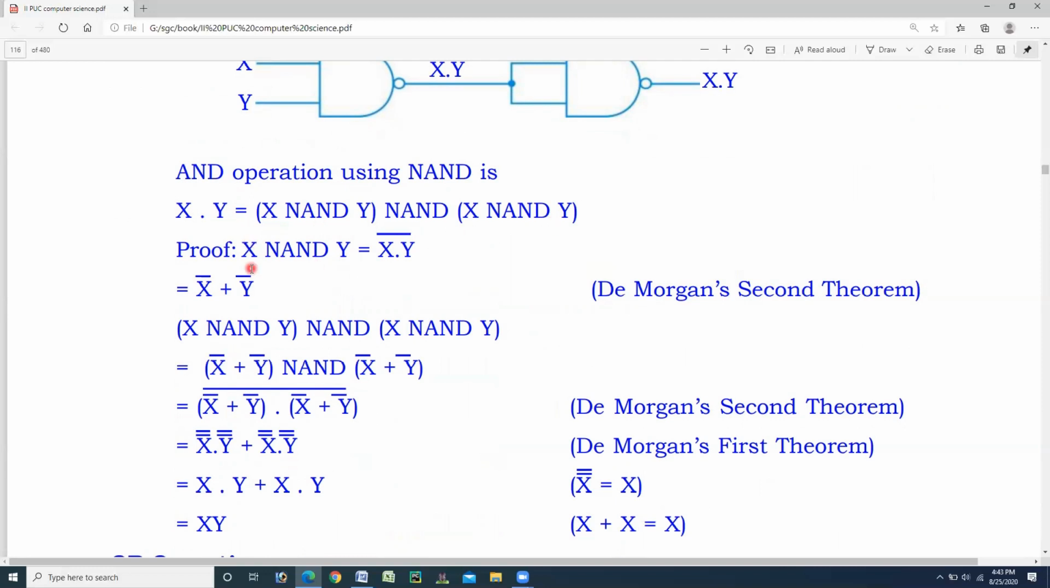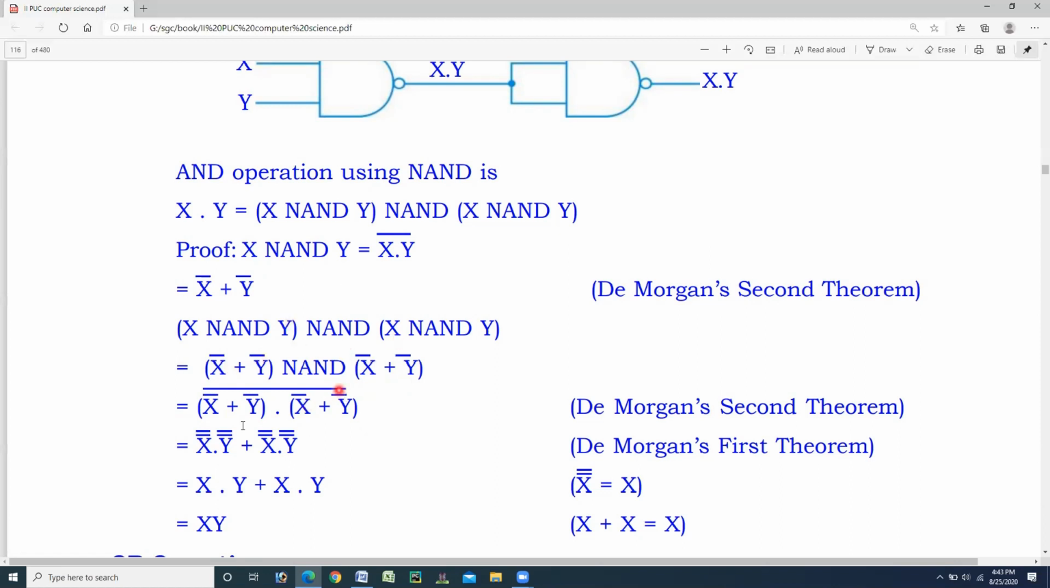Then the proof. X NAND Y is equal to what we are getting from the first NAND gate, (X dot Y) whole complement. If you apply De Morgan's second theorem to this, what you will get is X complement plus Y complement. Into X NAND Y, NAND X NAND Y we will get. Then if you simplify that, (X complement plus Y complement) in one bracket, then NAND (X complement plus Y complement) in another bracket. It means these two are common inputs for another NAND gate.